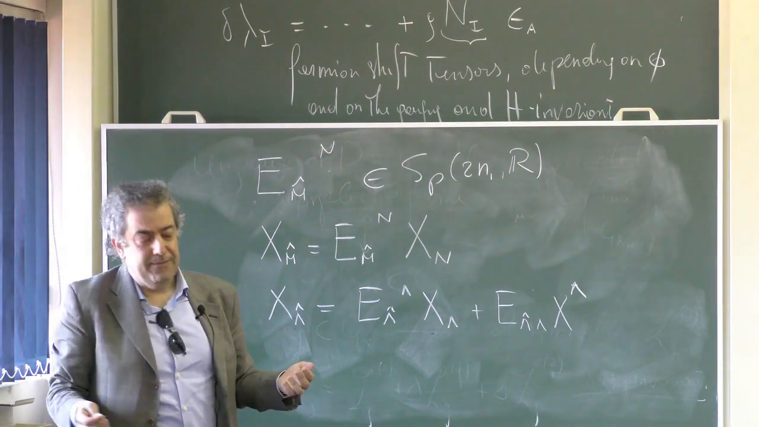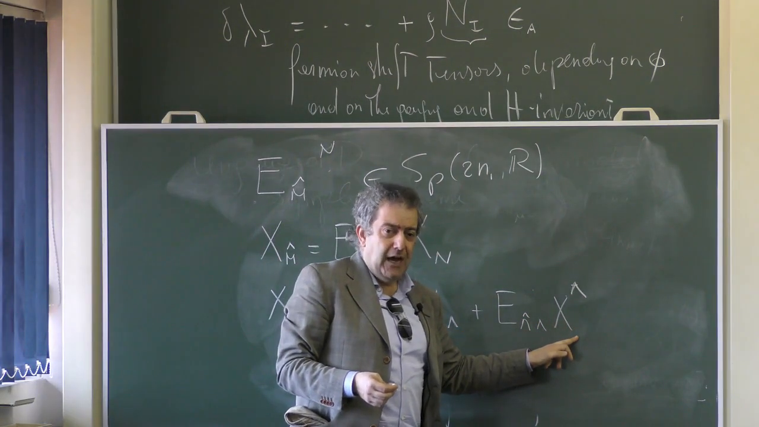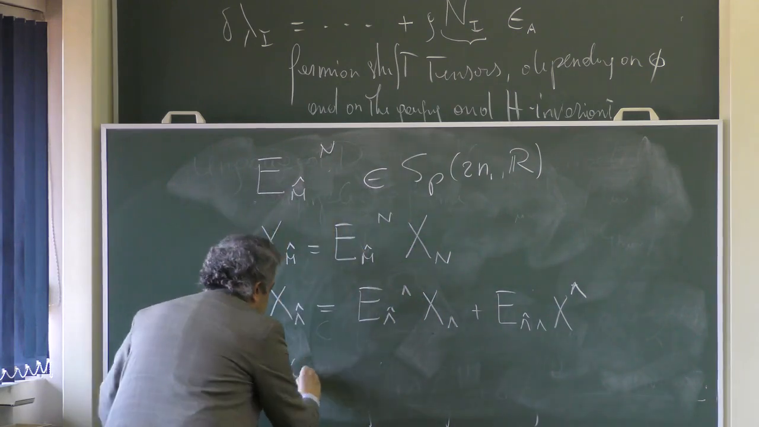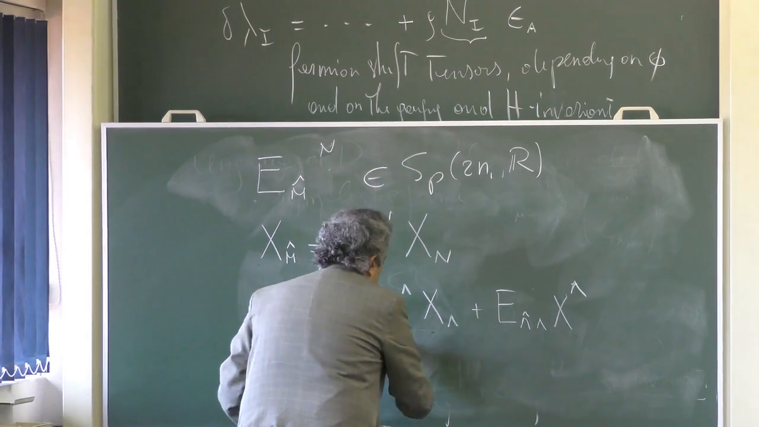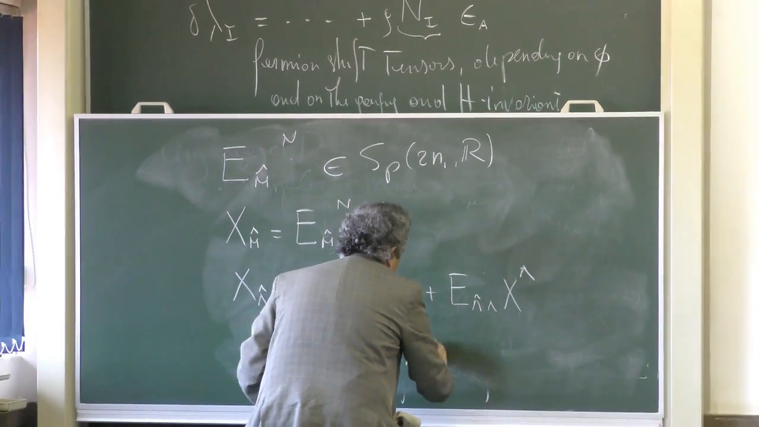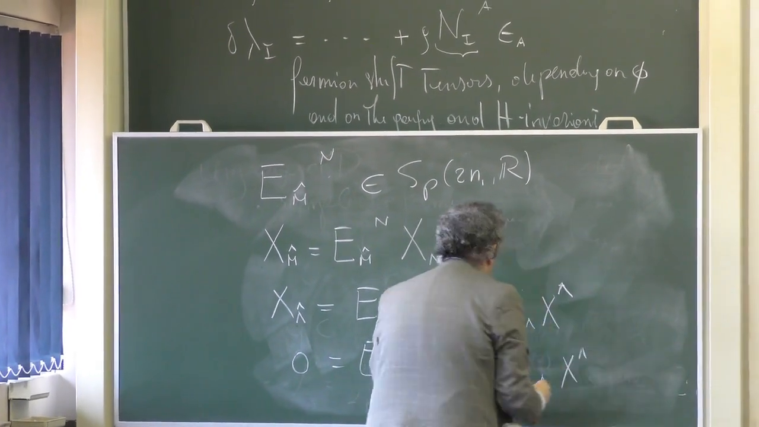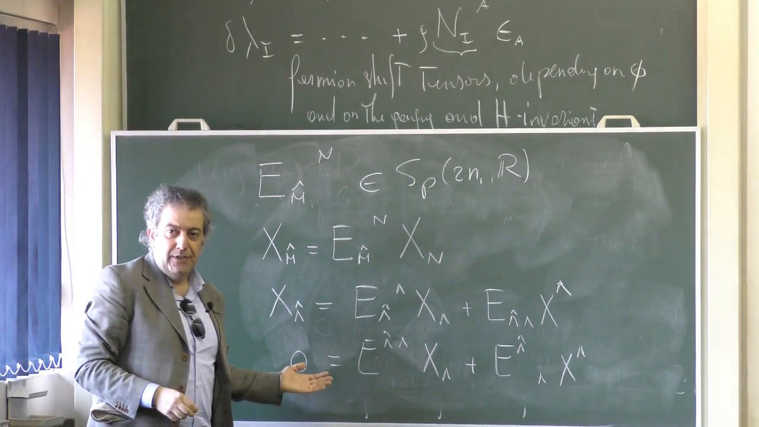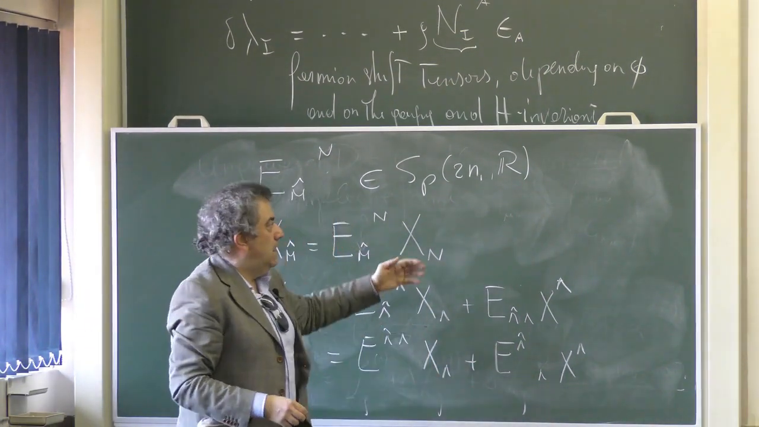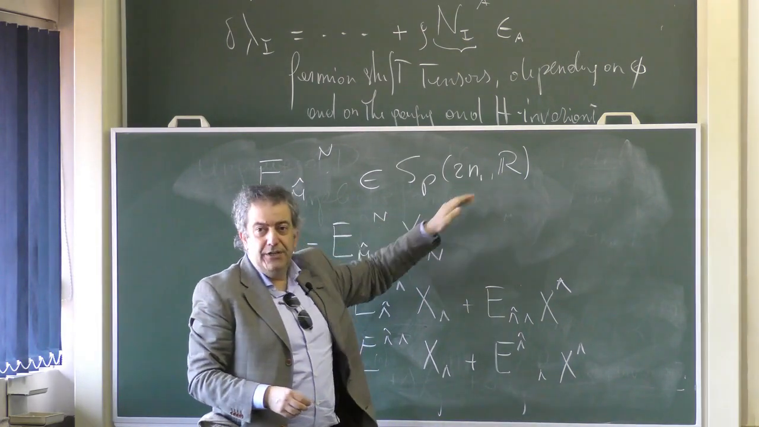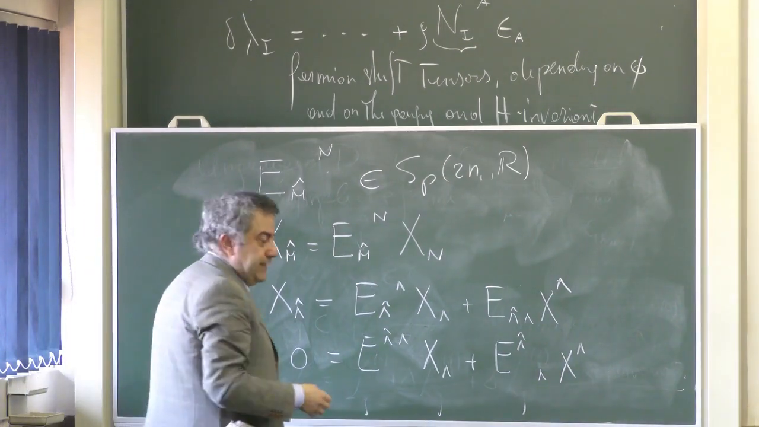There's a clear redundancy because these new gauge generators are not independent, since we have the other condition which follows from this one, which is E_lambda^M X_M equal to zero, that is E^lambda X_lambda plus E_lambda X^lambda. So clearly this poses a condition which implies simply that only at most a number n_v of generators are linearly independent. Okay? So that is involved in the gauging.